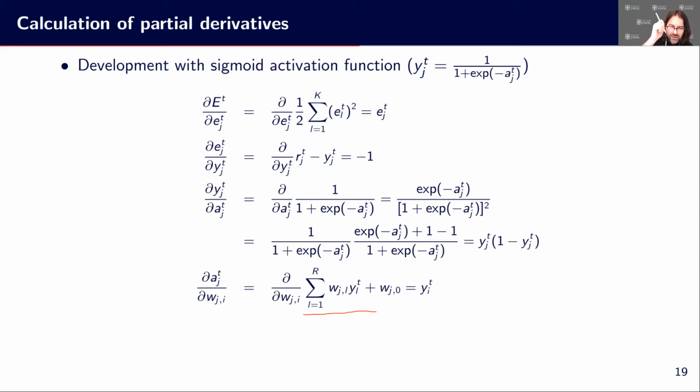And so in that case, we have the derivative of WJI YIT. And this is equal to YIT directly. All other cases in the summation are equal to 0 because there is no presence of WJI except for L equal to I. And finally, we have the same derivative, but according to WJ0. So then it's basically the derivative of WJ0 according to itself. So it's 1.